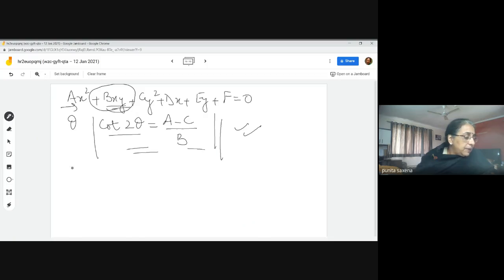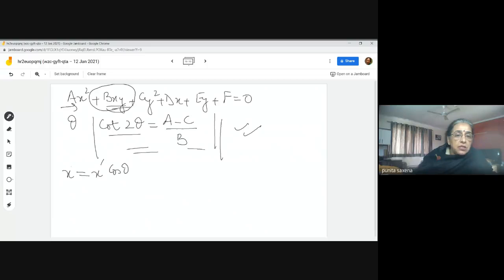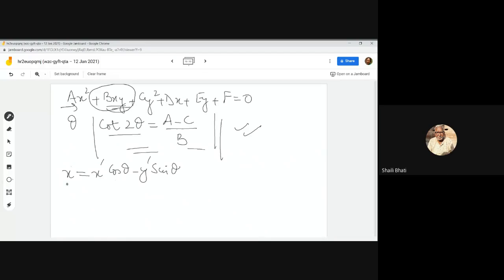See, यही था ना हमारे पास. x was, एक बारी फिर से बोलोगे? जो मैंने पहले equations लिखवाई थी. x was x dash cos theta minus y dash sin theta. y is equal to x dash sin theta plus y dash cos theta.